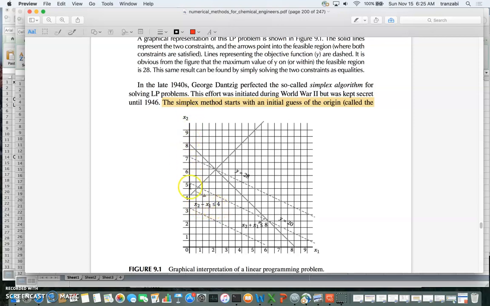If this is my x2 axis and this is my x1 axis, you draw this line. This line is exactly x2 minus x1 equals 4. We're not talking about inequality yet. This is when x2 minus x1 is exactly 4. Now we ask the question: which part of this 2D space would be x2 minus x1 less than 4?